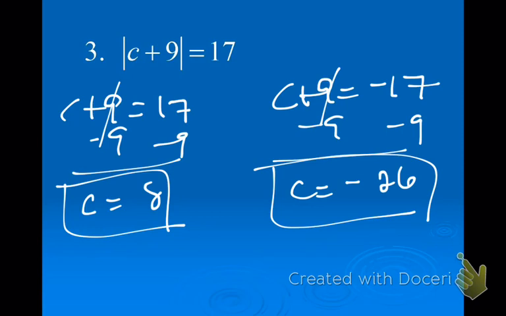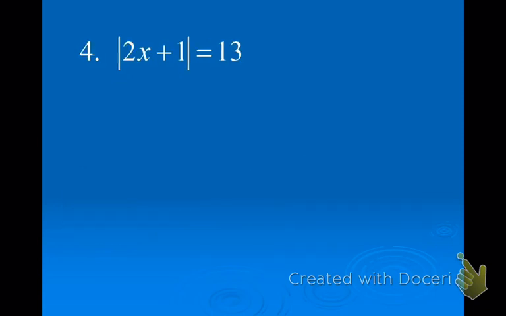I got C equals 8. All right, let's see if this makes any more sense by doing that one. Okay? Absolute value of 2x plus 1 equals 13. Right? We're going to split it.